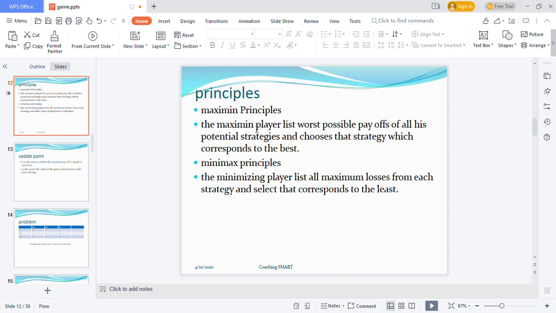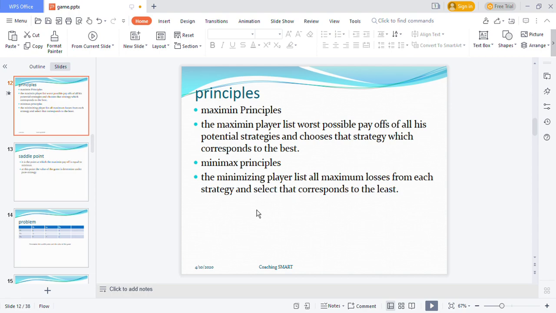Under this principle, the maximizing player lists the worst possible payoff of all his potential strategies and chooses that strategy which corresponds to the best. So when you talk about the Maximin principle, the player considers the worst possible course of action and then determines the best out of the worst possible courses of action from the strategies provided.